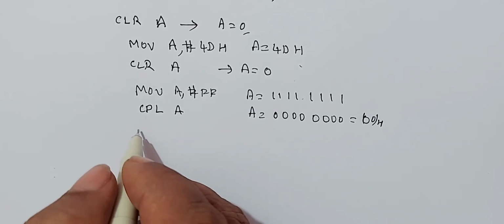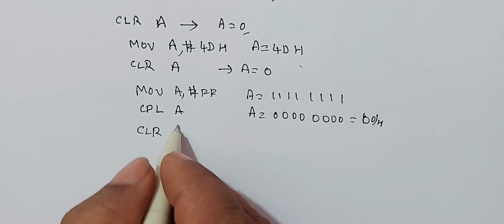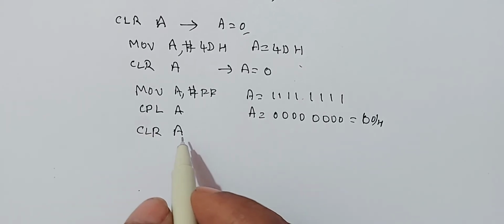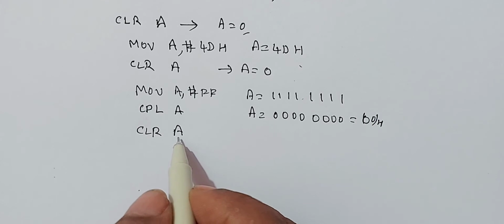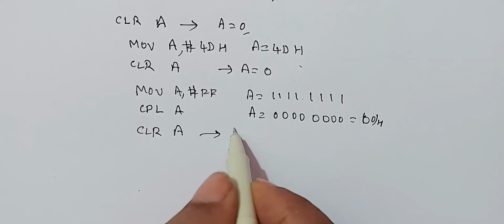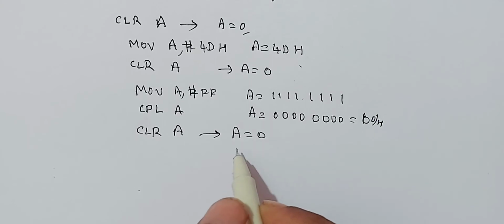Another instruction is CLR A. Whatever may be the value present previously in the register A, that is cleared to 0. Clear A means A is equal to 0.